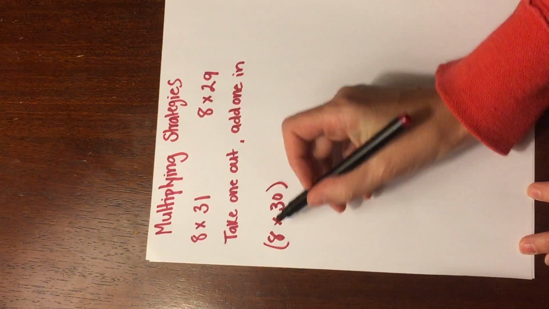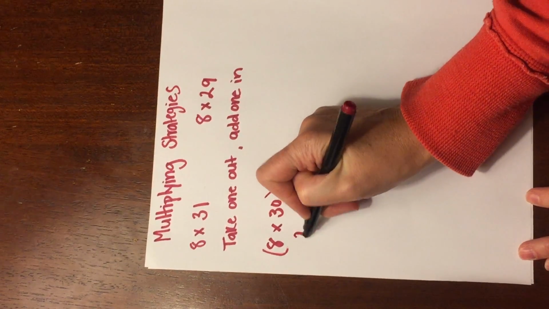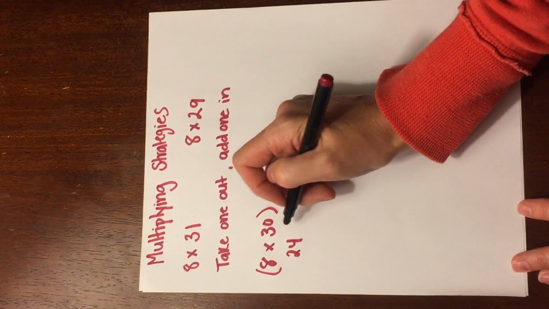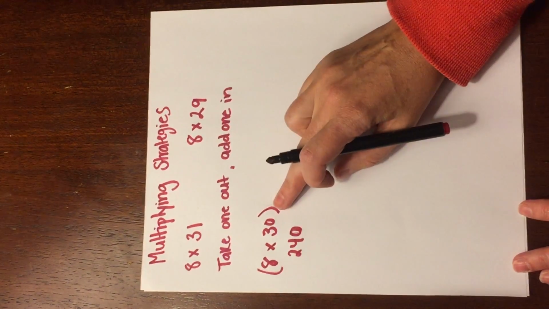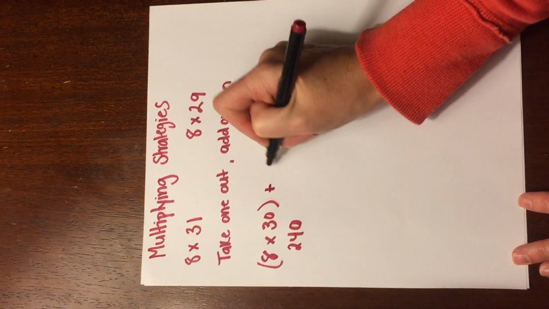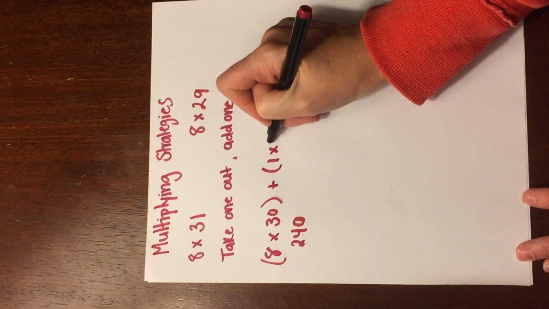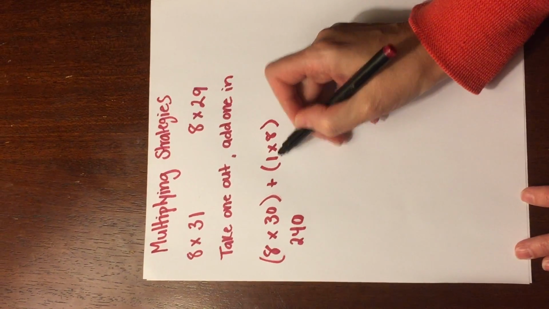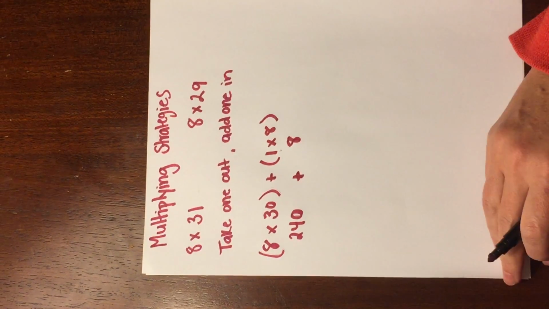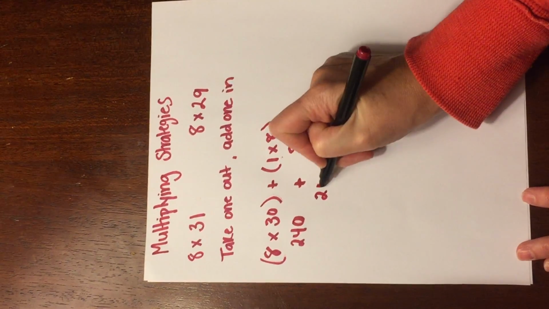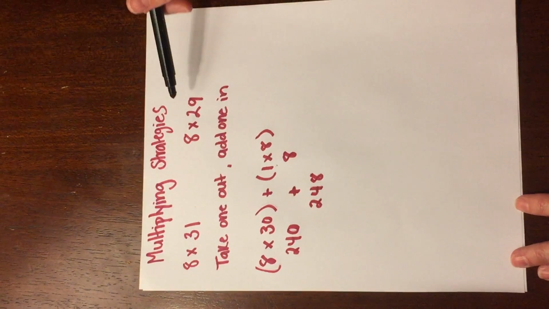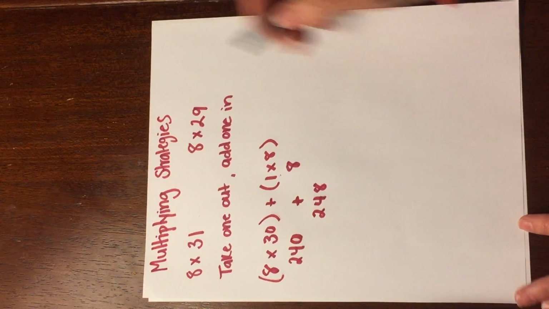So when I multiply 8 times 3, I know 8 times 3 is 24, and I see my number of zeros is 1. So 8 times 30 is really 240. Now, since I took one of my 8's out, I'm going to need to add that 8 back in. So when I multiply 1 times 8, I know 1 times 8 is 8. So I add 240 plus 8, and I get 248.